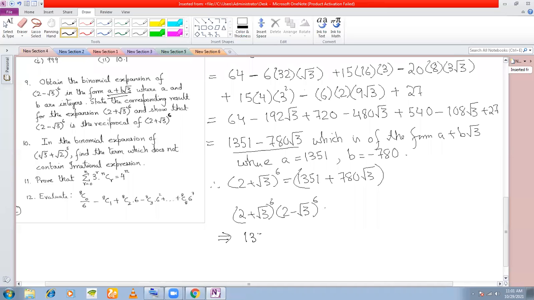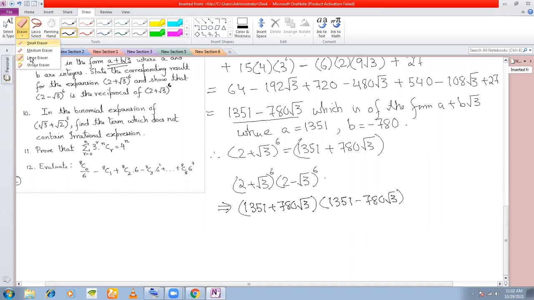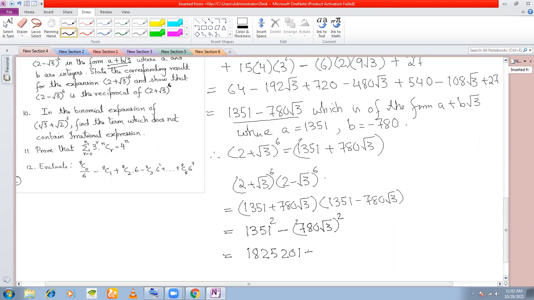So you have 1351 plus 780 root 3, and you have 1351 minus 780 root 3, which is equal to, now this is a plus b into a minus b form, which is a square minus b square, which is equal to, now 1351 if you square you get 1825201 minus 780 square into 3.